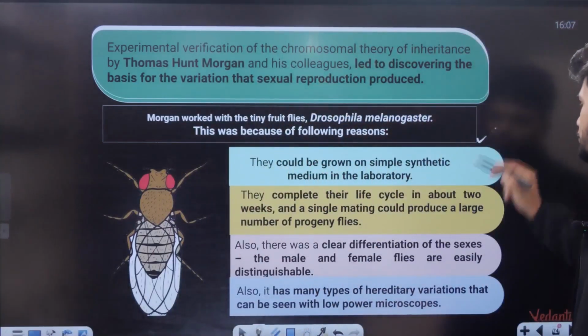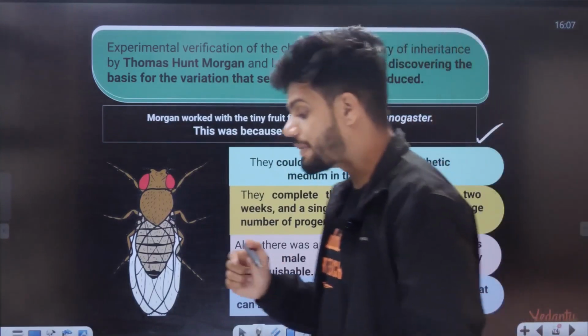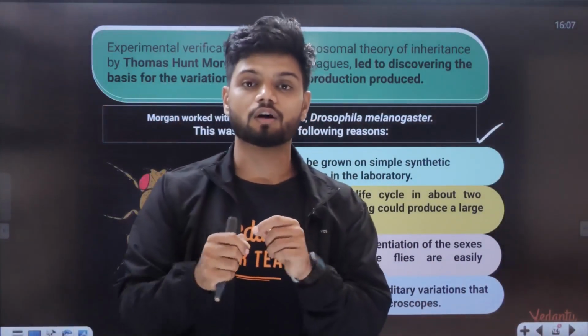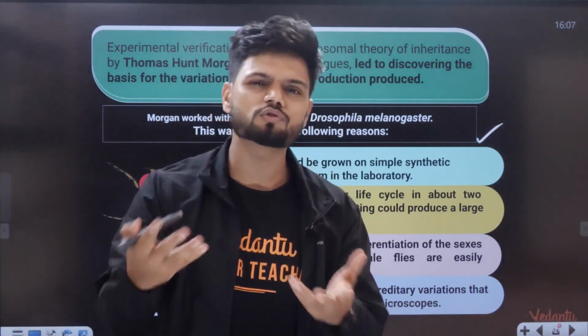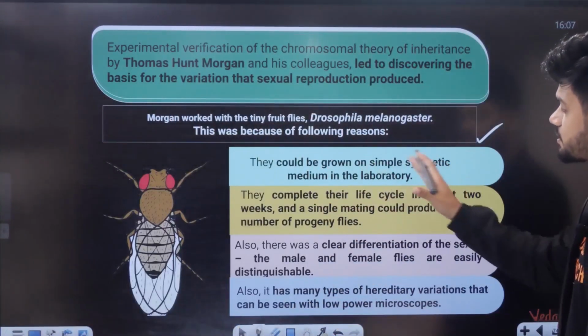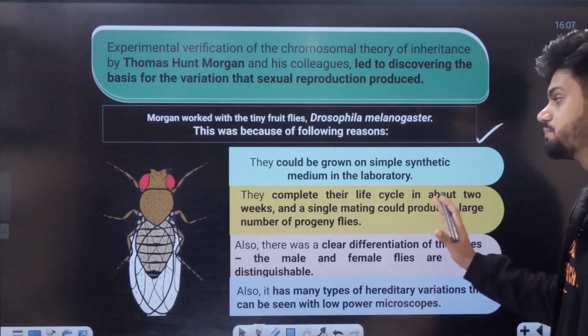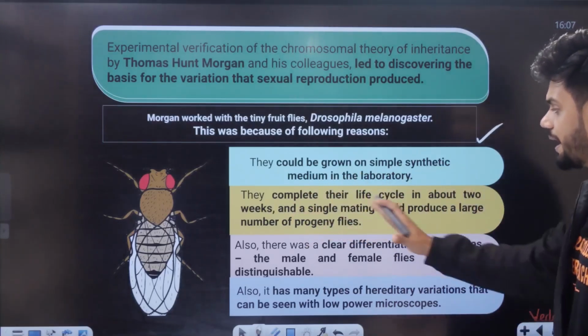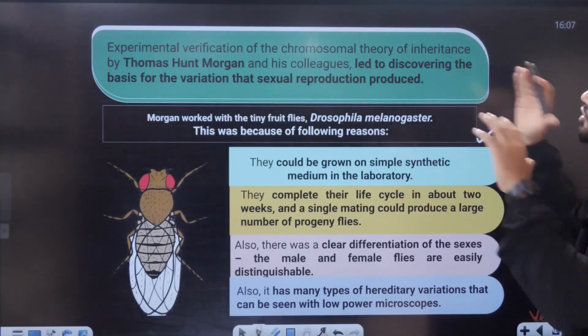Why did Mendel take pea plants, we learned before. Similarly, now we will learn why T.H. Morgan took Drosophila. Why Drosophila? They could be grown so simply on simple synthetic media in a laboratory. They complete their life cycle in about 2 weeks, and a single mating could produce a large number of progenies.